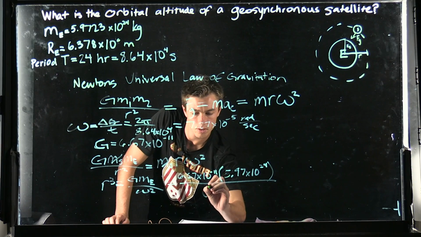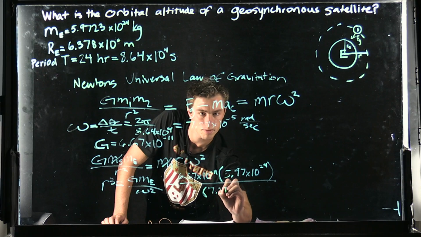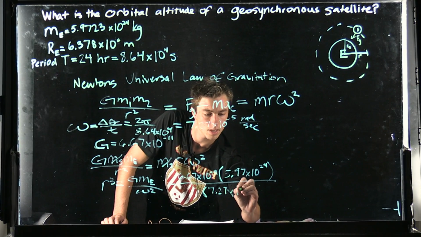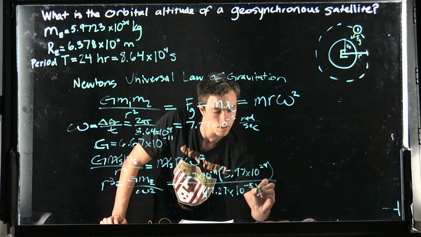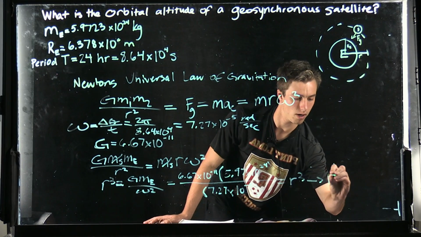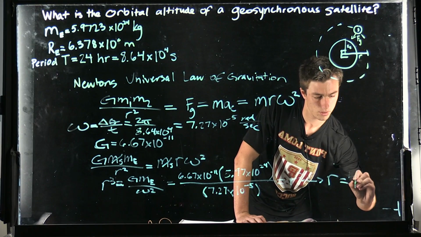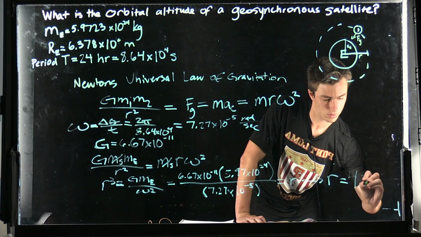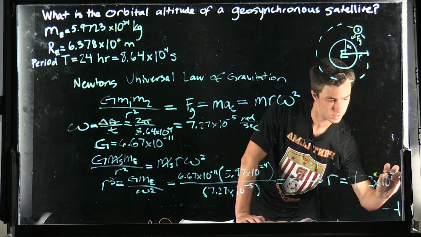All over 7.27 times 10 to the minus 5 equals r cubed. So then r equals 4.22 times 10 to the 7.